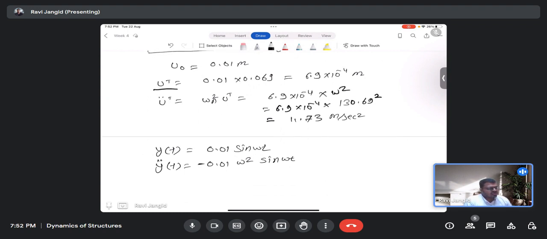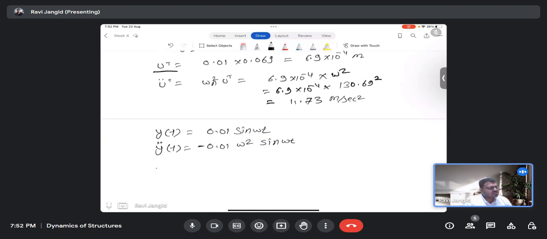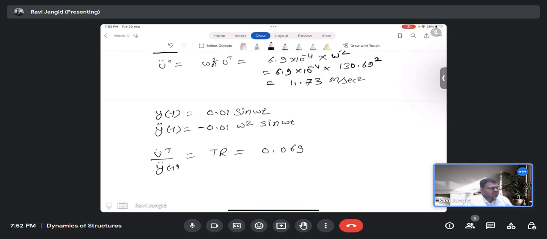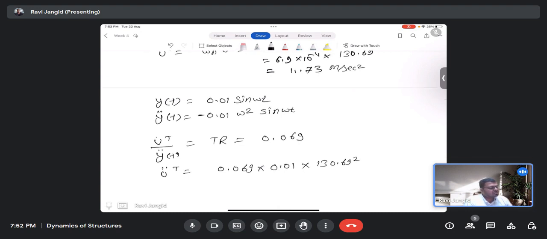Okay. Because transmissibility is the same for the acceleration or the displacement, u(t) divided by the maximum of y double dot t is your transmissibility, which was 0.069. So your u double dot t will become 0.069 into 0.01 into omega, which is 130.69, square. The negative sign we ignore because we are considering the positive absolute value, so that will become 11.73.